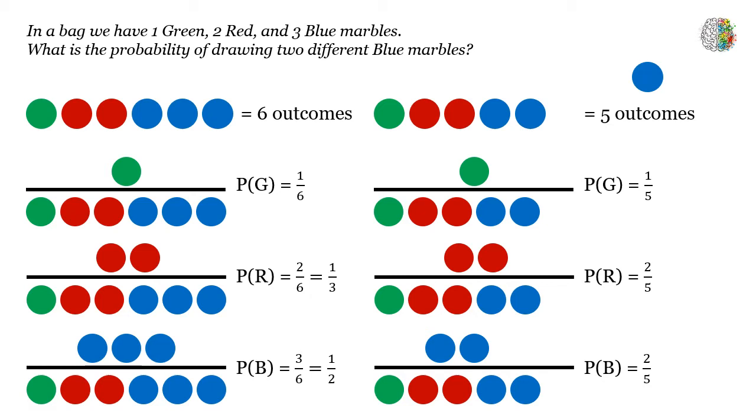You'll also notice the blue is going to be reduced by 1 to the number 2 because we took a blue out. So when you're doing your second trial without replacement, your total number of possible outcomes is going to reduce by 1, and whatever color or whatever event you took out, that one is also going to reduce by 1.